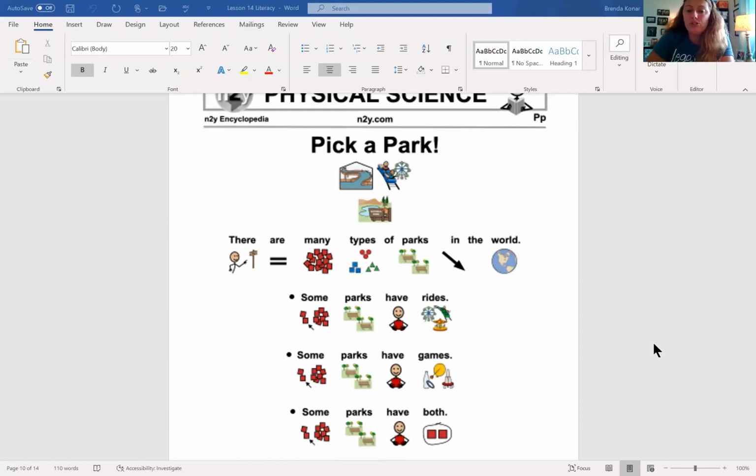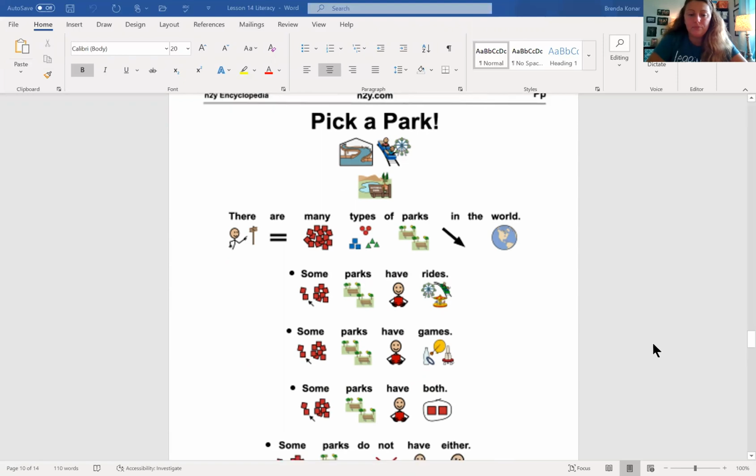So just like those pictures I showed you before, that's what we're going to be reading about: 3 different kinds of parks. There are many types of parks in the world. Some parks have rides. Some parks have games. Some parks have both. And some parks don't have either.